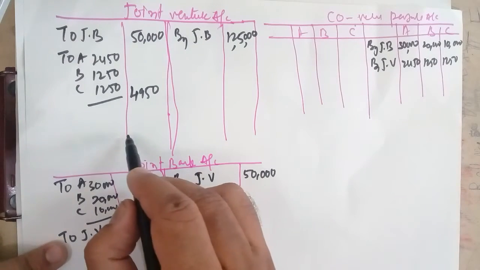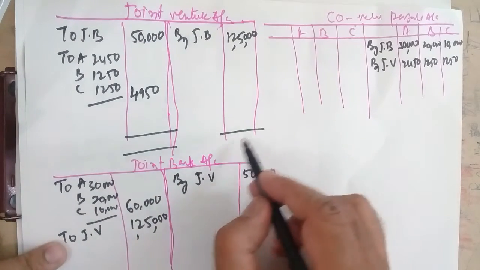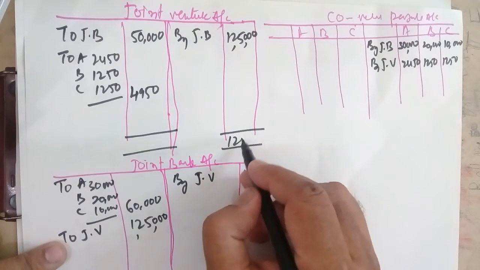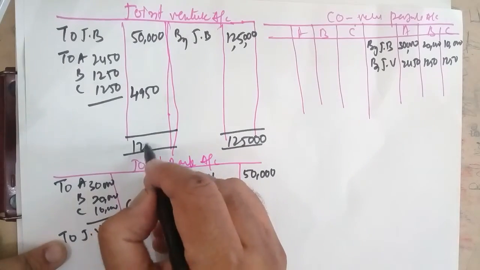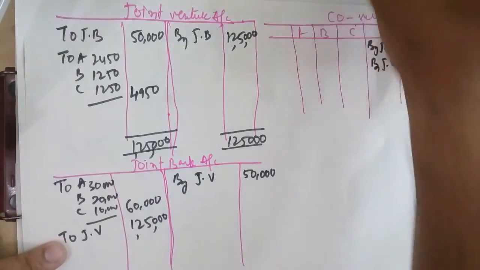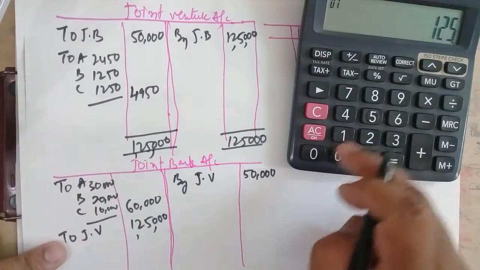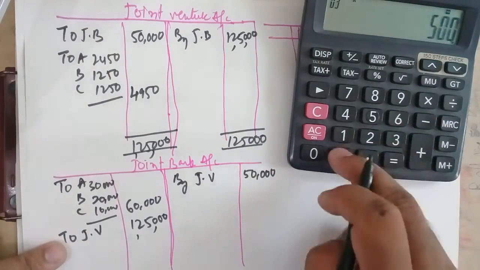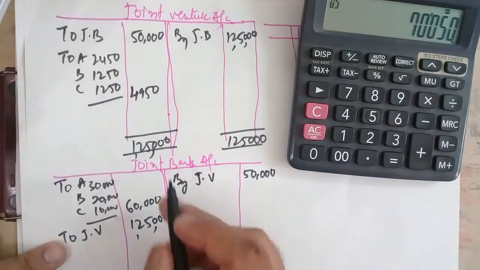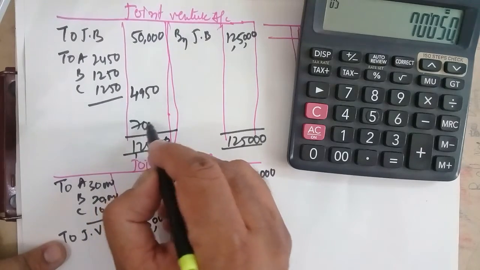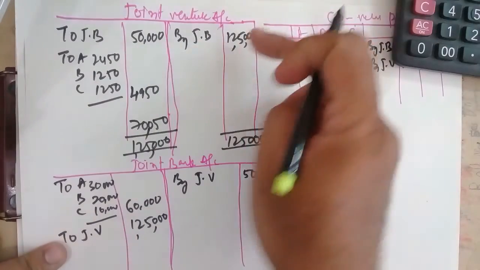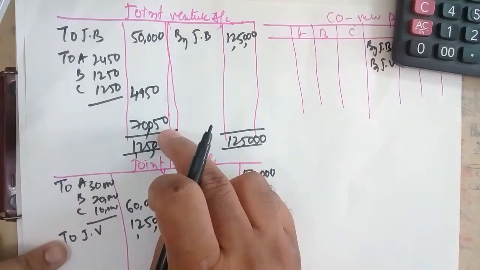Now step one is to close the joint venture account first. What is the procedure of closing? Same procedure as ledger account closing: whichever side is more, you write on both sides the same amount. So here the greater amount is 1,25,000. From 1,25,000 minus 50,000 minus 4,950 of expenditure, we are getting the balancing figure of 70,050 rupees. On which side are we getting the balancing figure? On the debit side. Our income is more, expenditure less, hence it is profit.